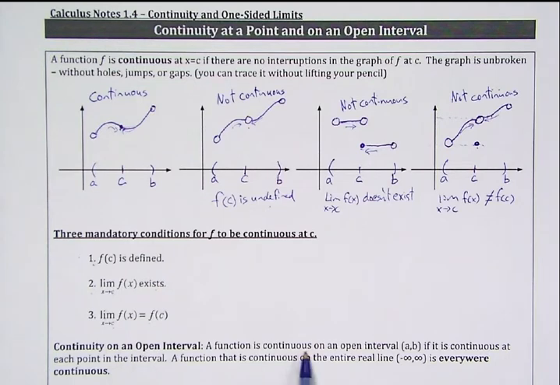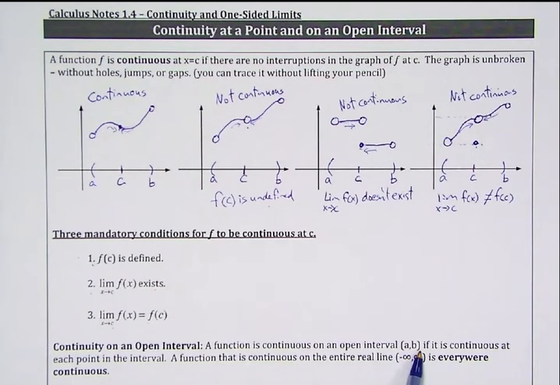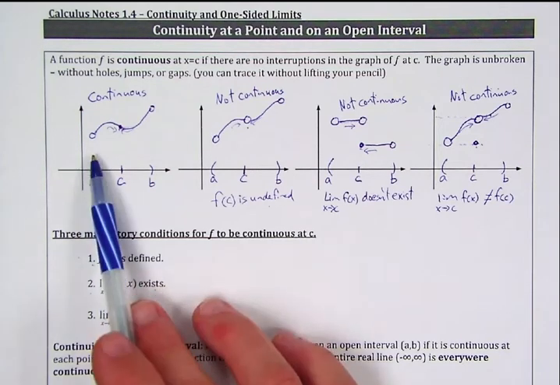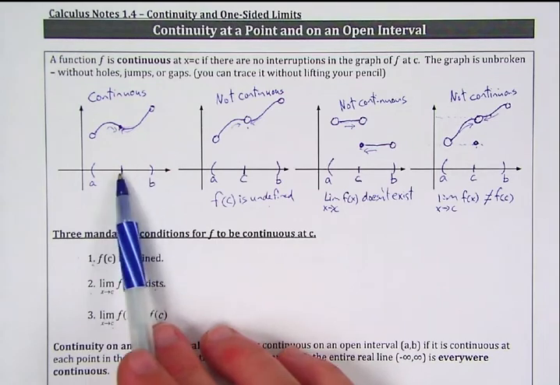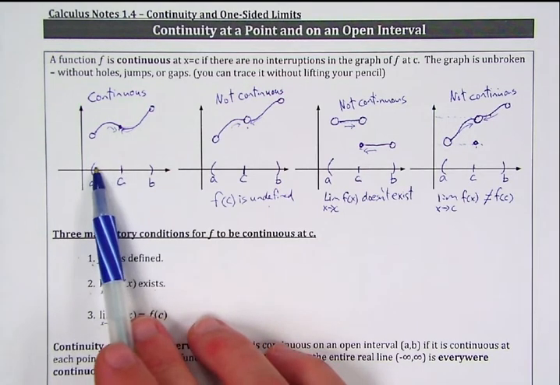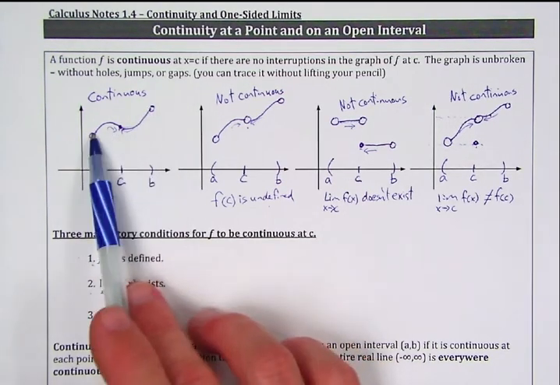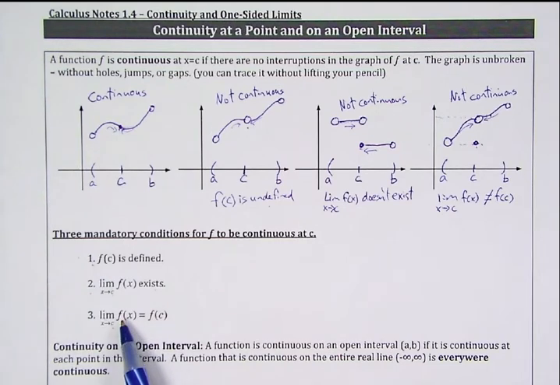So a function is continuous on an open interval a, b, if it is continuous at each point in the interval. Okay, so if we look at our interval, if we can pick any c, we can move this around anywhere and all three things are true, then the function is continuous on the interval. Now a function that is continuous on the entire real line is everywhere continuous.